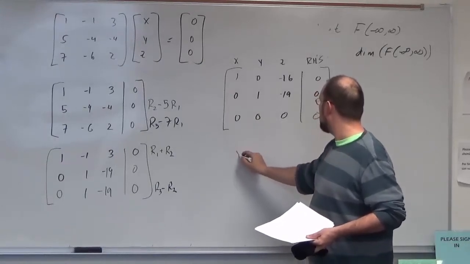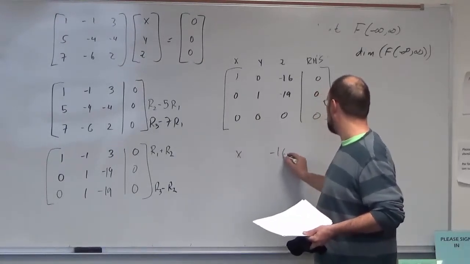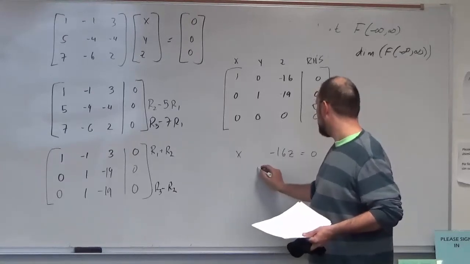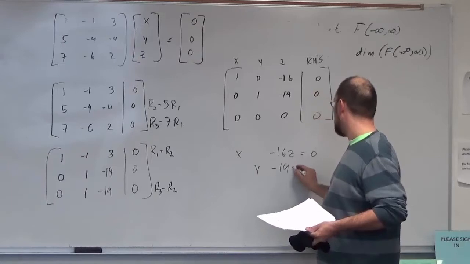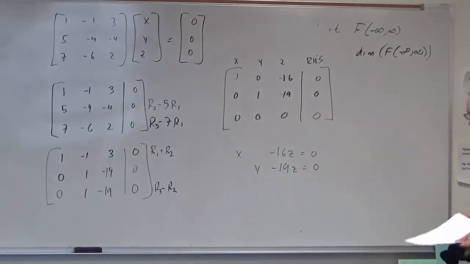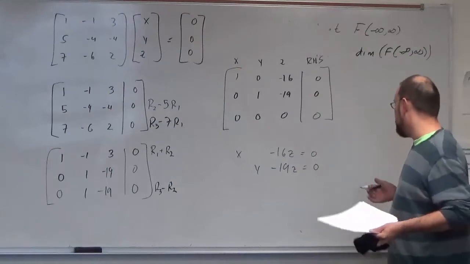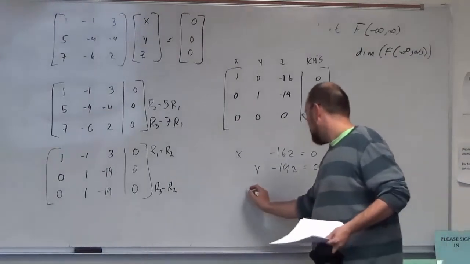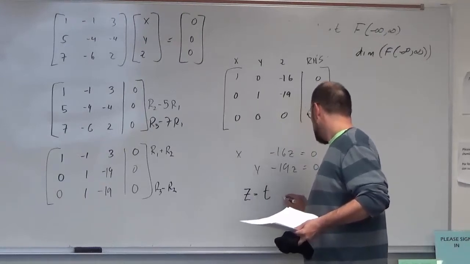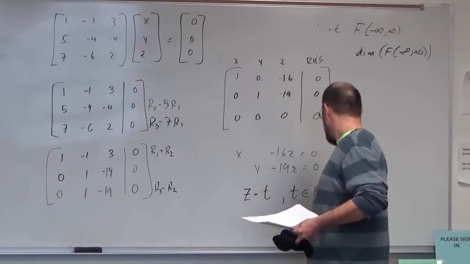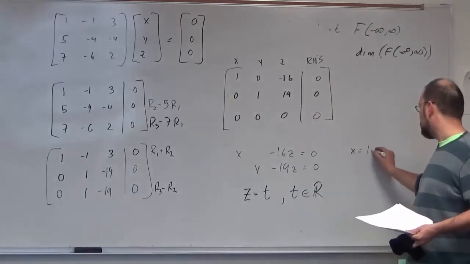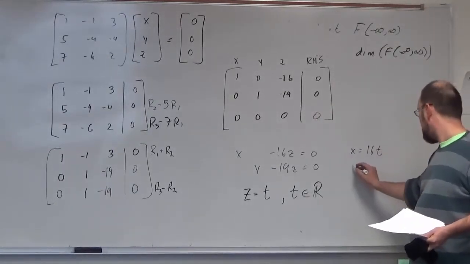The top row says that x minus 16z must be 0. The second row says that y minus 19z must be 0. So clearly we're going to let z be any number. We have infinitely many solutions where t is a real number. And then we can easily define x in terms of the parameter t.